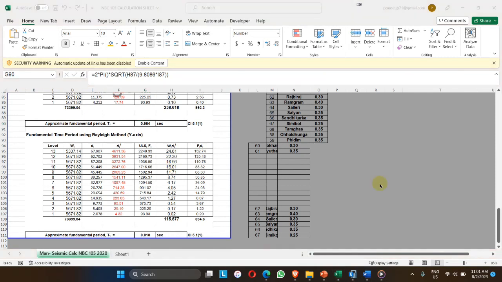So in the next video, we'll proceed for other linear static analysis and response spectrum analysis, as well as time history analysis and so on, and design the structure.